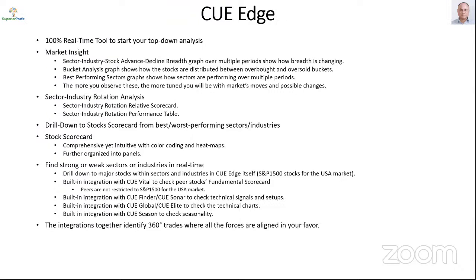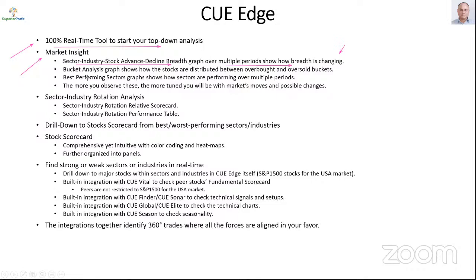Q Edge is very unique in several ways. One is it is a 100% real-time tool to start your top-down analysis. It has different layers of information. In the beginning, the homepage provides market insight, that is sector, industry, stock, advanced decline breadth graph over multiple periods. This shows how breadth is changing.